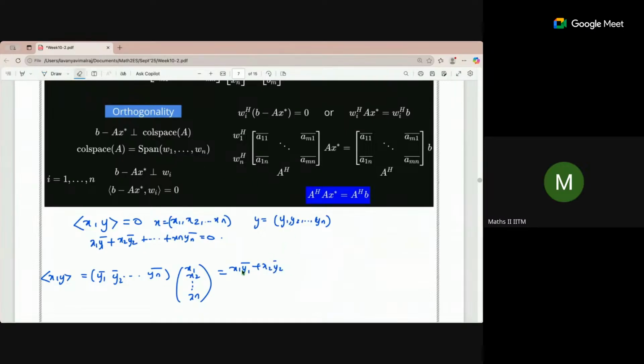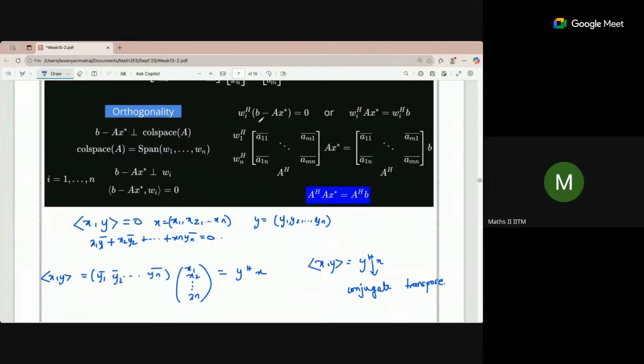So let me not write it here. The notation for this I'm going to give is YH. Any inner product x comma y, I can write as YHX, where YH is simply the conjugate transpose, the transpose conjugate. So the inner product x comma y I can write as YHX. Is this clear for everyone? Yes, ma'am.